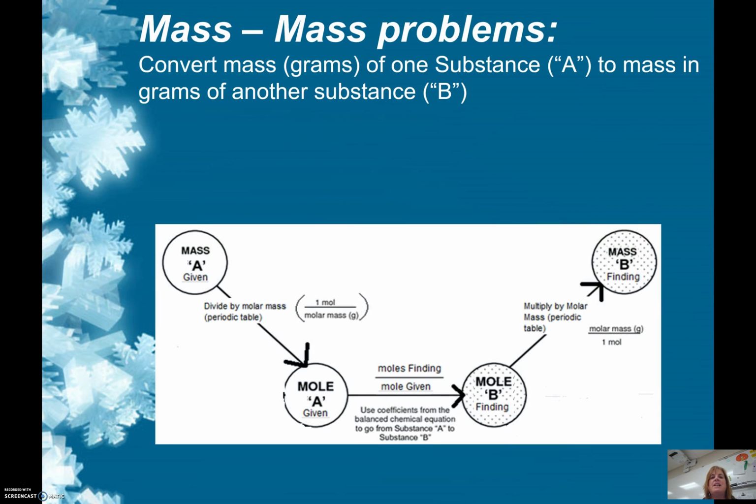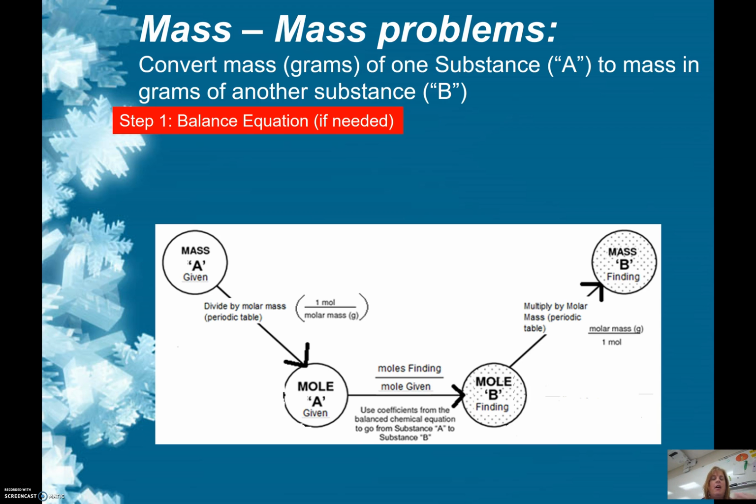So in a mass to mass, what we're doing is we're converting mass or grams of something we're given in the problem, it's the thing we have the number for in the problem statement, to moles. And then we're going to use that mole ratio, the heart of our stoichiometry problem, to go to moles of what we're trying to find. And then finally, we're going to go from those moles to the mass.